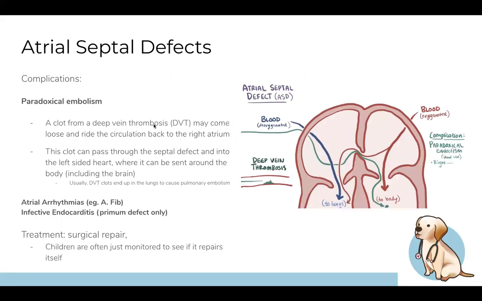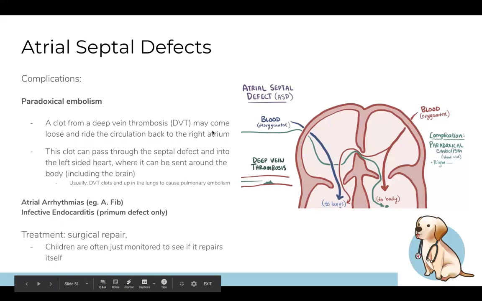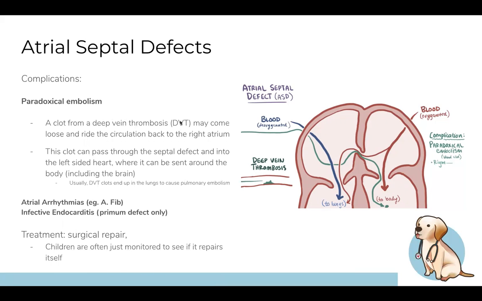Some complications are paradoxical embolism. So this is like the worst case scenario. If you have a DVT, a clot may come loose and it rises. So deep vein thrombosis can come about if you have surgery and you're lying there for a long time and your blood isn't moving, so it's just stale and it forms a clot, or maybe you have clotting disorders and stuff, basically bad things.